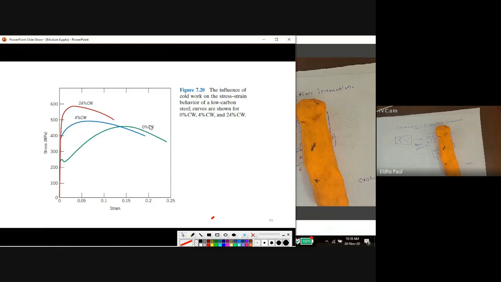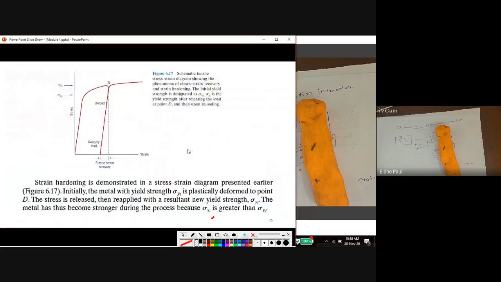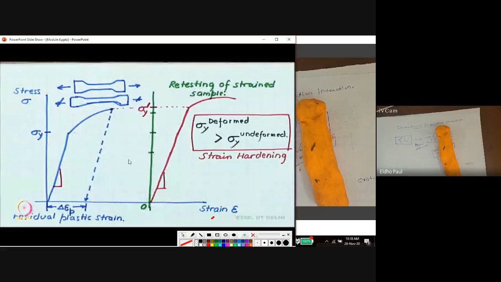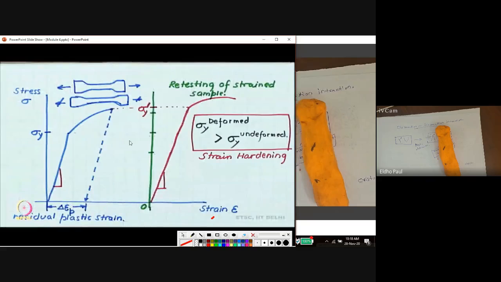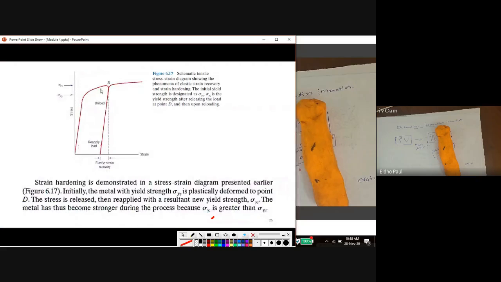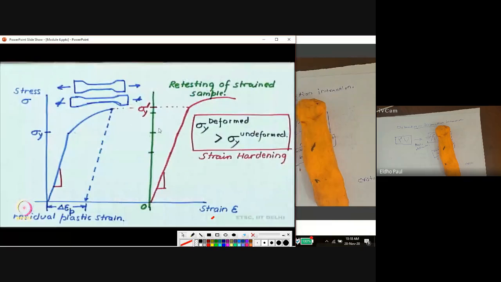Without cold working, undeformed material, this is the yield strength, 250. But by cold working, it is increased from 250 to around 600. That is the importance of strain hardening to improve the strength of the material. These two graphs are superimposed here. This is loading, then unloading, and the same unloaded material again loaded. So these two graphs are superimposed in this picture.